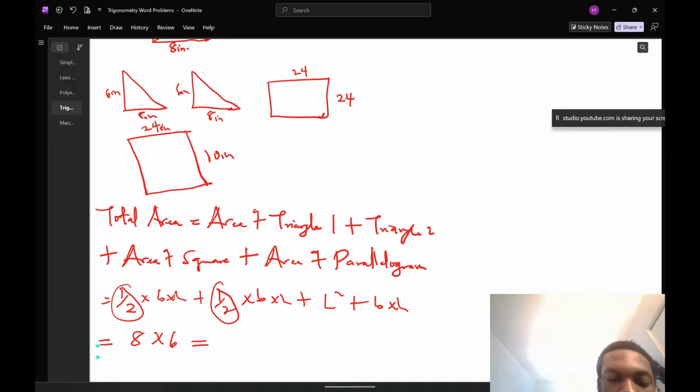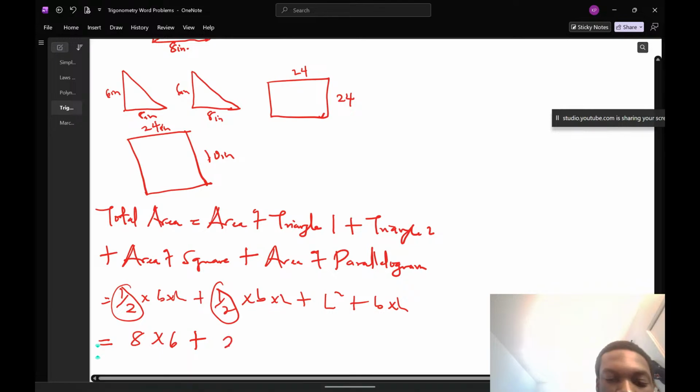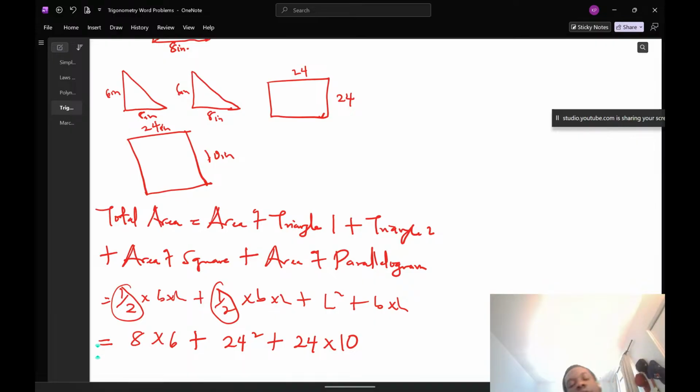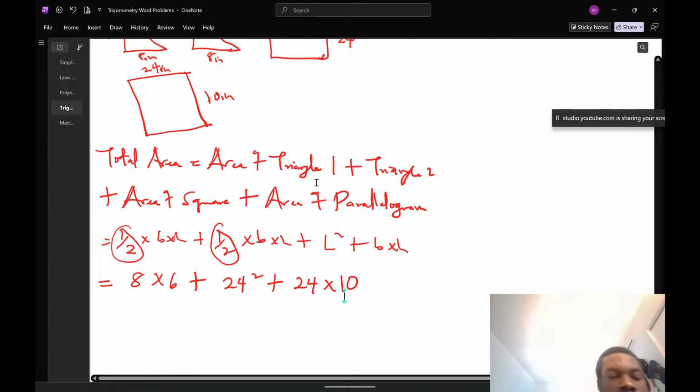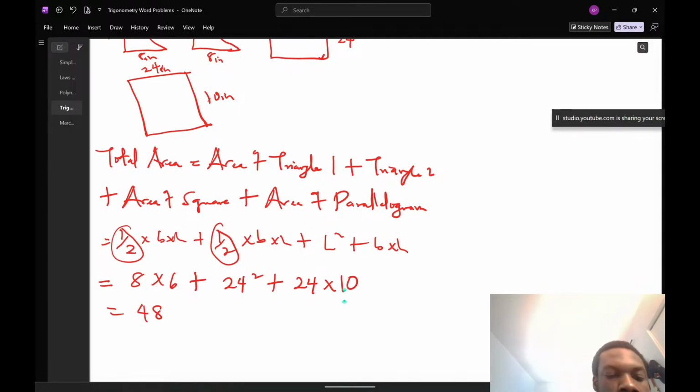Plus L squared, where the square is 24 squared, plus base times height, which is 24 times 10. Sorry, let me just go back. So 6 times 8 is 48, right? Plus 24 squared.